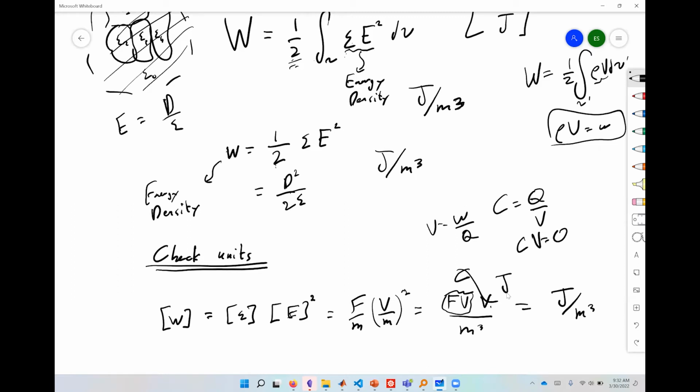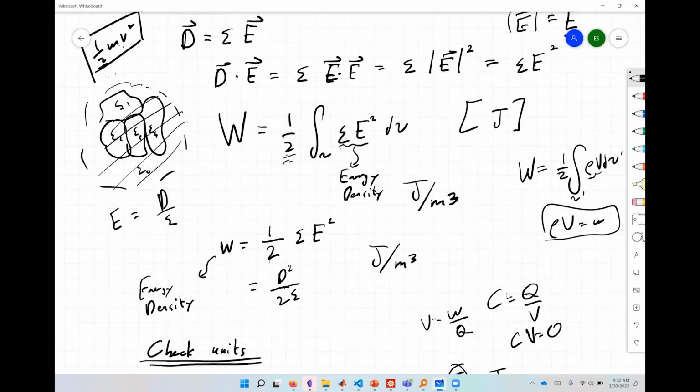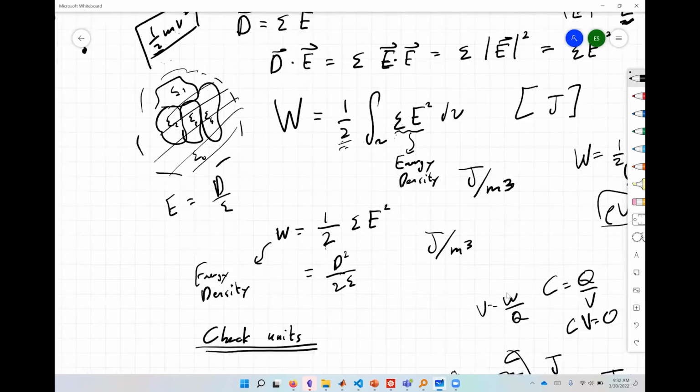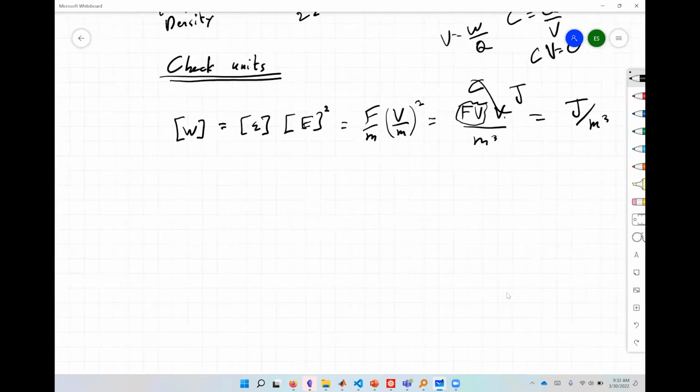Over meter cubed. Okay, so the units do make sense. So this is pretty simple, actually. This is a simpler calculation than taking the charge density, multiplying it by V and integrating it over whole space. This is just taking a vector and dotting it with itself.